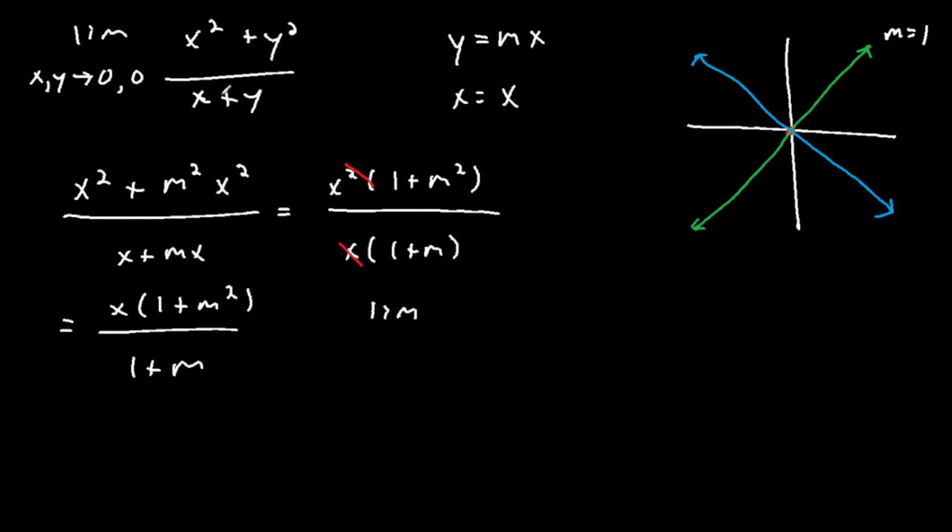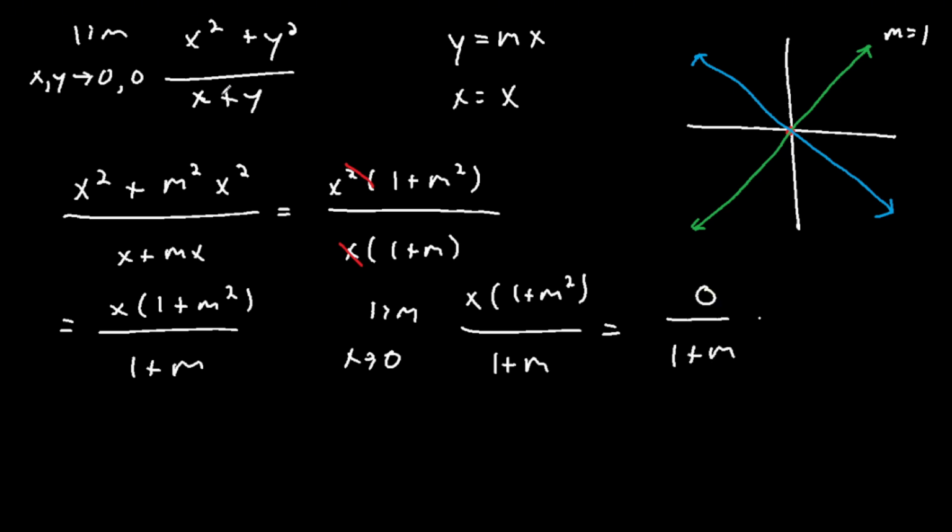Well, you'll actually rewrite this function as a limit as x approaches 0. And the reason why is because there's no more y value. Y is in terms of x now. And if you do that, you get 0 times 1 plus m. Nope, you don't plug anything in yet. You get x times (1 plus m) squared over 1 plus m. If you do this, you get 0 over 1 plus m, which always equals 0.